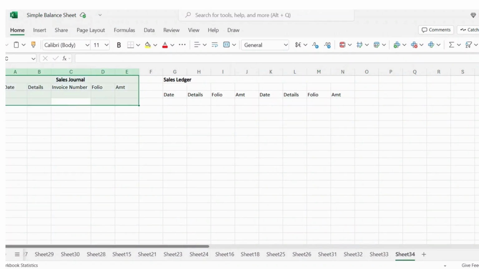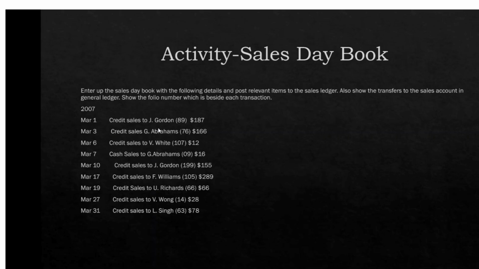All right. So the first one, credit sales to J. Gordon, $8,987. Remember that we put credit sales in our sales day book. If it's a sale and we received cash, we cannot put it in our sales day book.